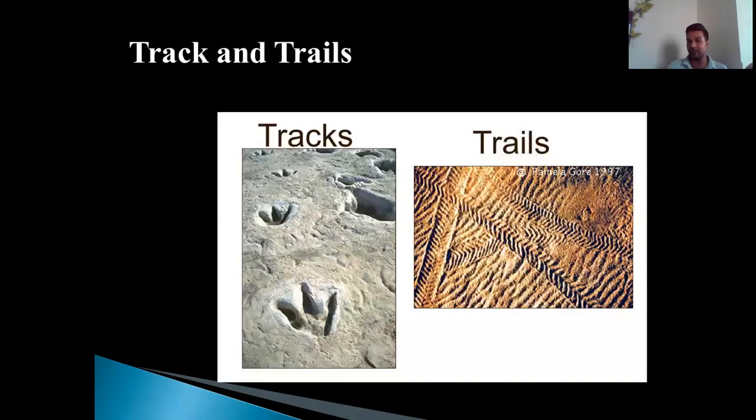Then we have seen the track and trail. These are not actually related to the sedimentary environment. These are the features related to the biological activity over the immature sediments.